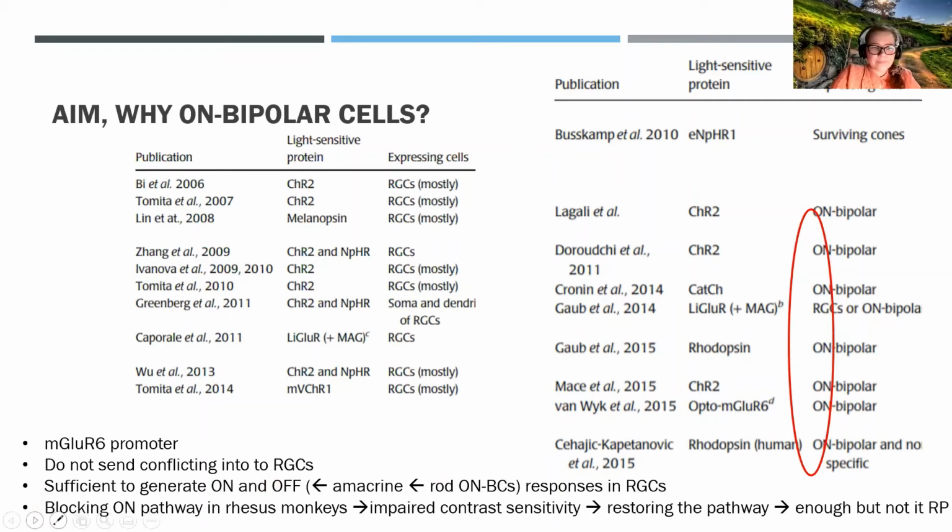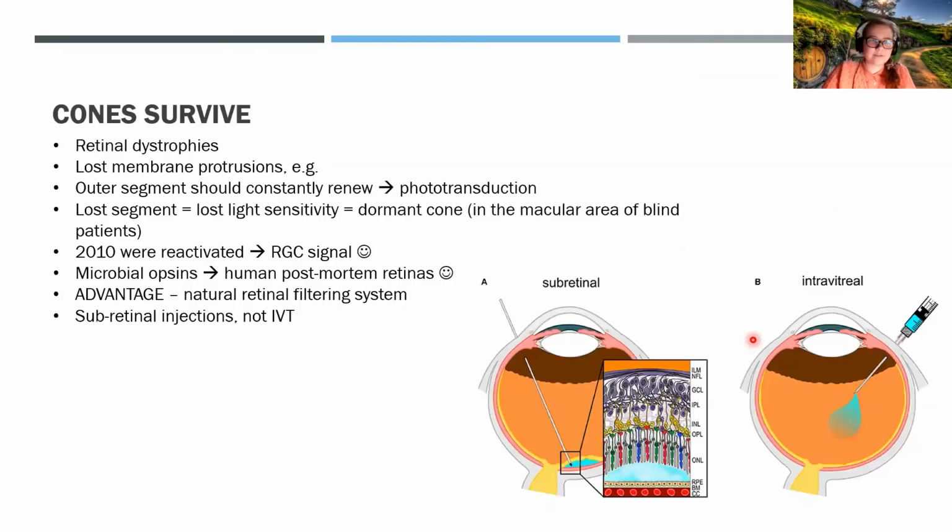And so the proof of this is that blocking the on pathway, blocking on bipolar cells in rhesus monkey caused impaired contrast sensitivity, and restoring the pathway restored it. And this was enough, but not in retinitis pigmentosa, the first disease I told you about, which is a genetic disease, and more than 2,000 genes can cause this disease.